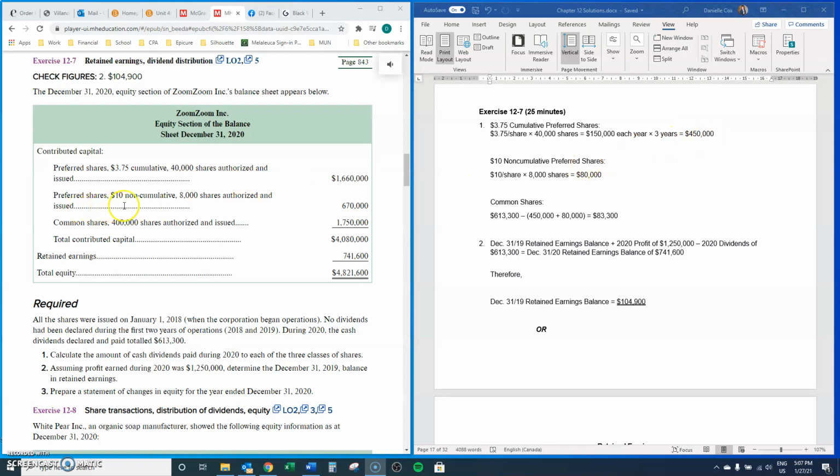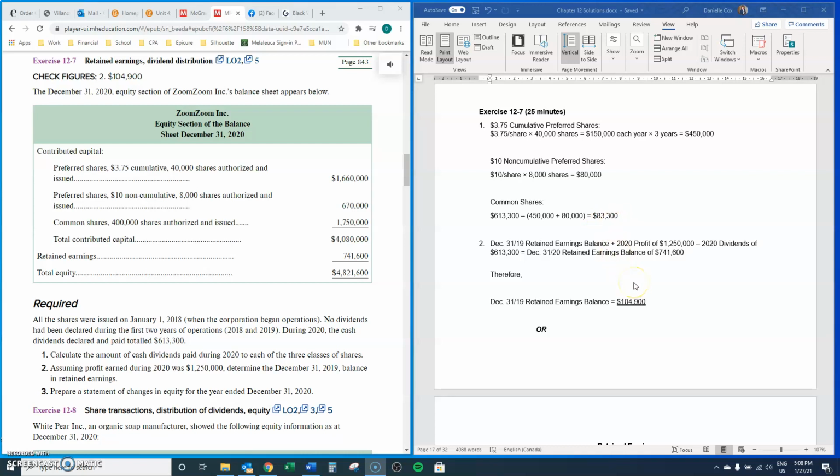Next, the preferred shares, non-cumulative ones, would get paid, and that's $10 per share for 8,000 shares. So that's $80,000. Whatever's left over goes to the common shares. So we just take the total, $613,300, less the amounts that were paid out already. That leaves $83,300. That's what's left over to go to the common shareholders.